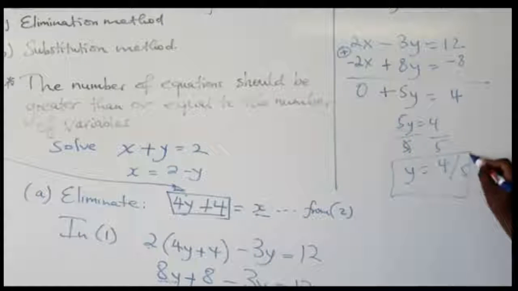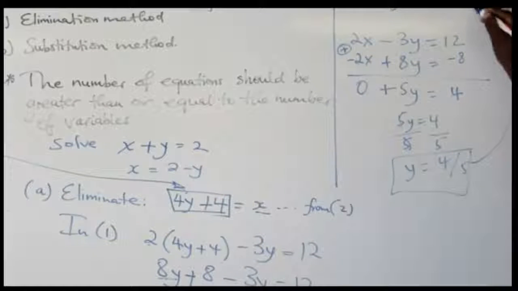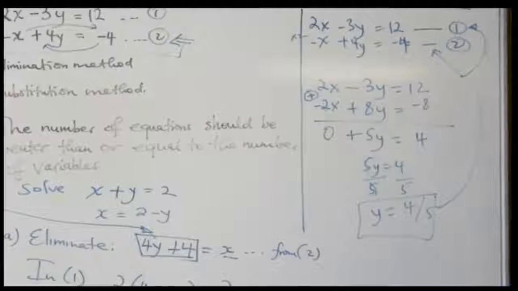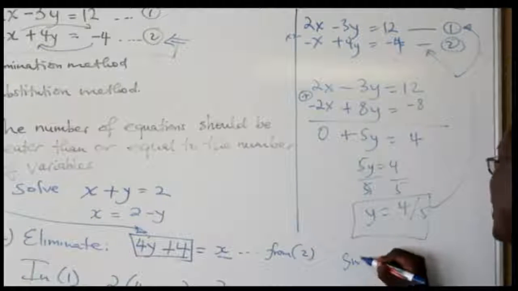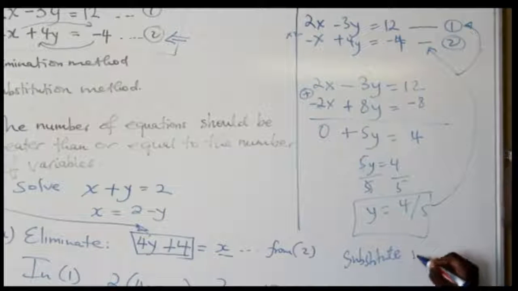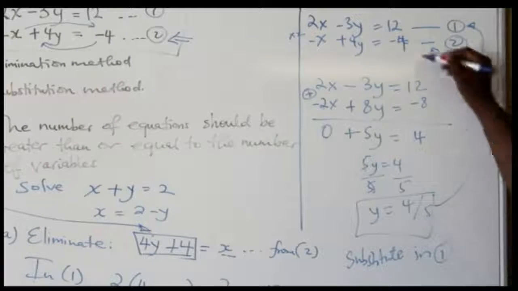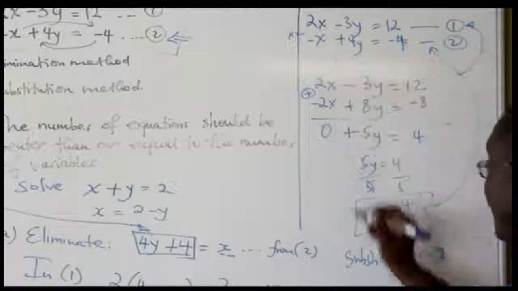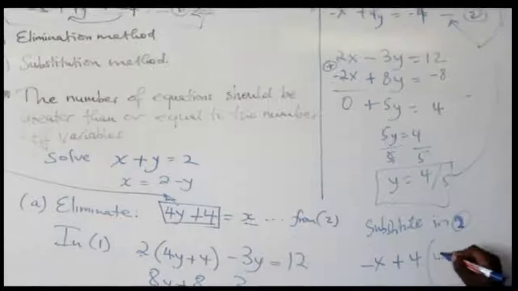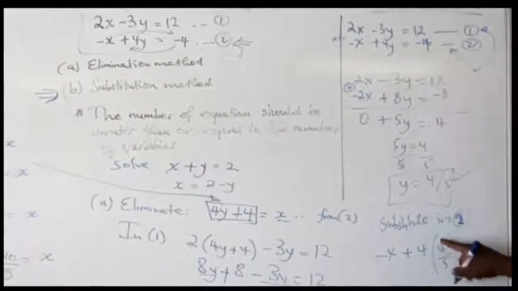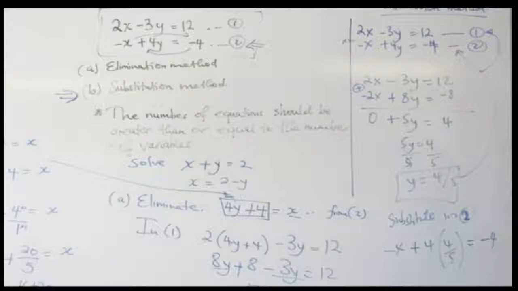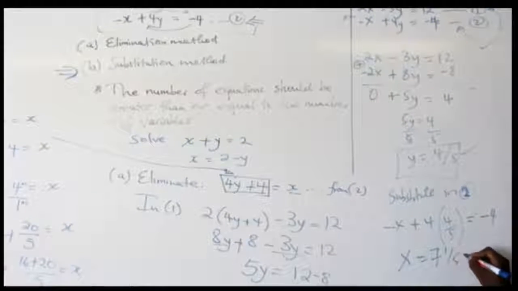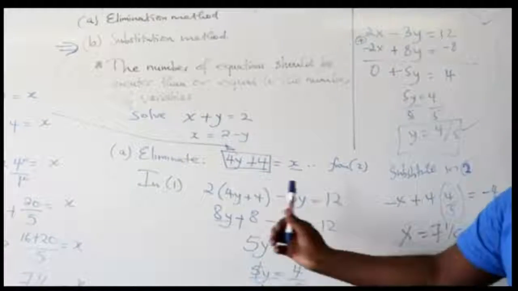Now once you've got your value of y, then you can choose whether you want to substitute it in 2 or in 1, so that you can get the value of x. I'm going to substitute y in 1. Actually, let's use 2. That's my preferred one. So negative x plus 4 times 4 over 5 equal to negative 4, where I've replaced the y with 4 over 5. Like that. So if you do your calculation right, you'll find that x is going to be equal to 7 and 1 over 5, which is the same as what we got with the substitution method.